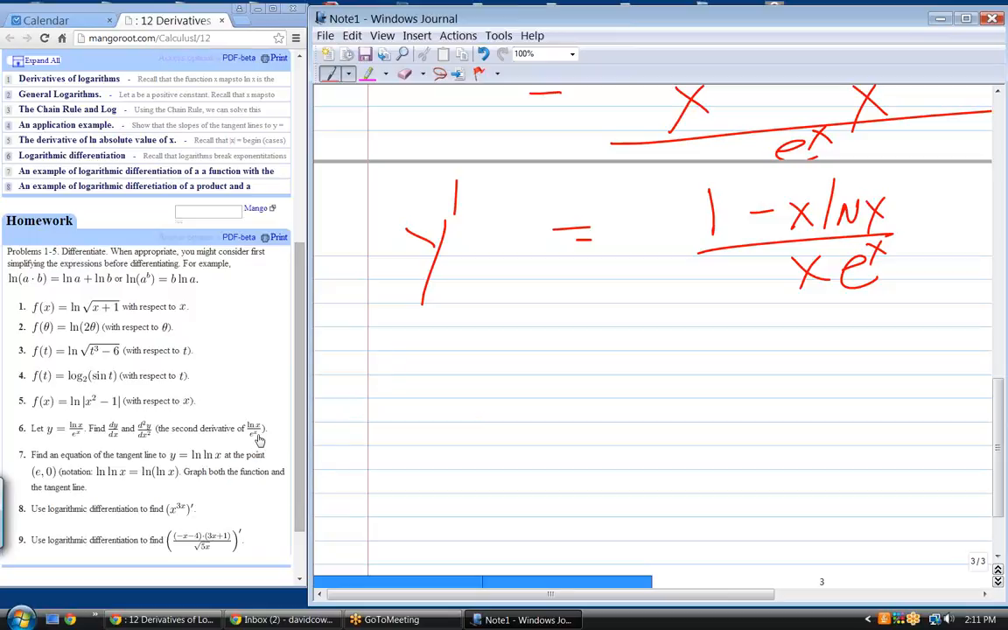The second derivative of that is what? What's the rule? The quotient rule. What is it? Start with the bottom and end with the bottom squared. That's all you need to ever remember, because you can't get it wrong once you do that.